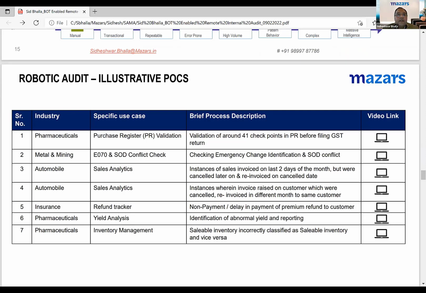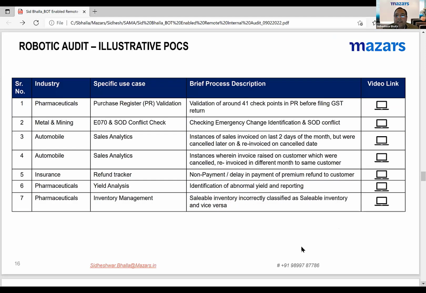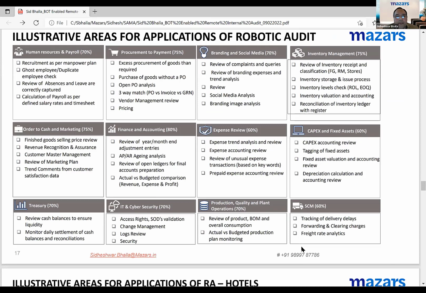And now where I was coming from is the illustrative areas for applications of robotic audit. Whether it's a support function or typically the operational area, supply chain, the percentages are also mentioned: HR 70%, procure to pay 75%, branding and social media 70%, and so on. These are some of the areas where the usage of bots is very much possible. It is not industry specific, it is general.